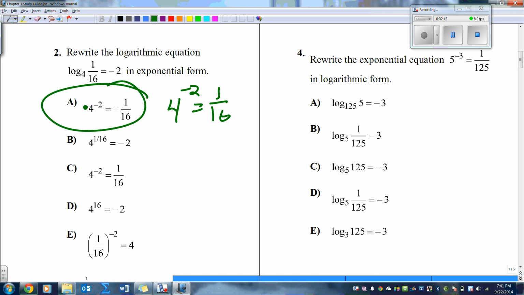Now number 4 is the same thing, only in reverse. Base to the outie equals the innie. So my base is 5, so I've got to be log base 5. So it can't be that one. It can't be that one. So log base 5, my base to the outie. So that means it's going to equal negative 3. So it can't be that one either. All right, equals the innie. So this means this is my innie. So my answer is D.